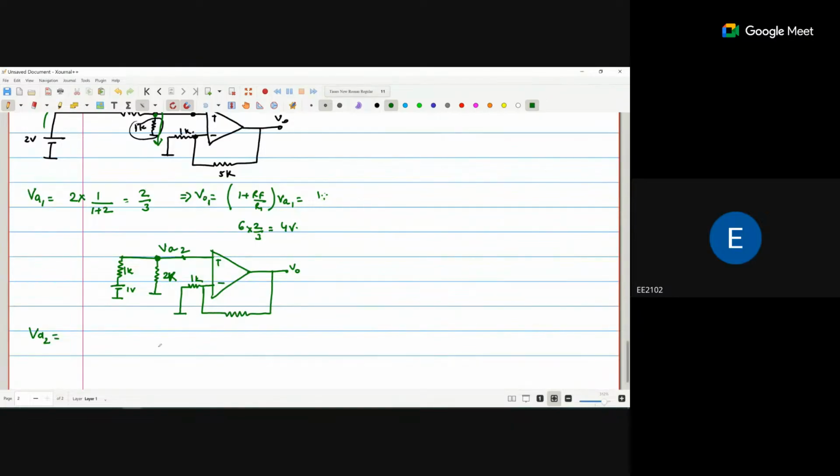The voltage drop across 2 kilo ohm. That is the VA2. Yes, it is a parallel, no? The voltage drop across 2 kilo ohm is the VA2. Now how do we calculate the VA2? Again, voltage divider biasing. 1 volt multiplied by the 2K divided by total resistance is 3K, 2K plus 1K. So that is again 2 by 3.